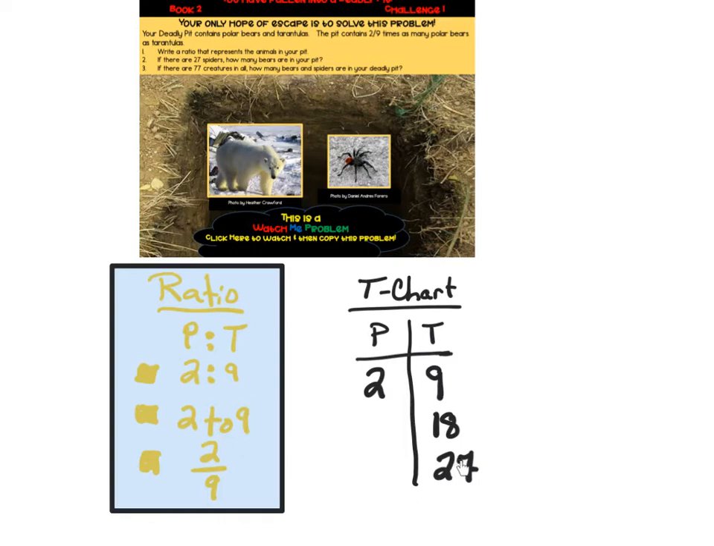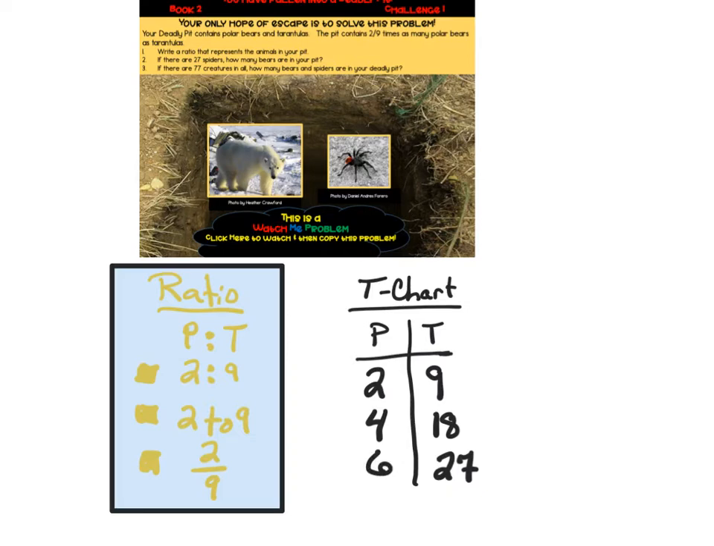So if there are 27 spiders or tarantulas in this pit, then I can simply double the 2. So 2 plus 2 is going to give me 4, right? And then if I add another group of 2, I'll get 6 here, right? And so I've got 6.